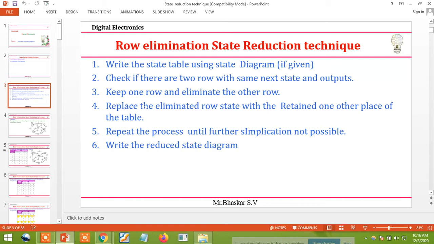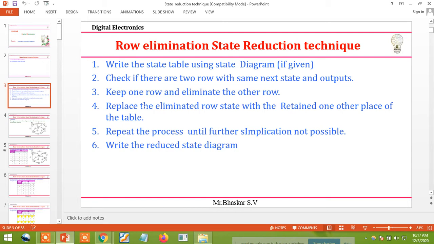Second step: once my state table is ready, check if there are two rows with the same next state and output. See how to write the state table. In a state table, you have three parts: present state, next state and output. Here I want to check next state and output. If both the next state and output are the same, then what do I need to do? Keep one row and eliminate the other row. That's what I'm saying. Second step, check if there are two rows with the same next state and output.